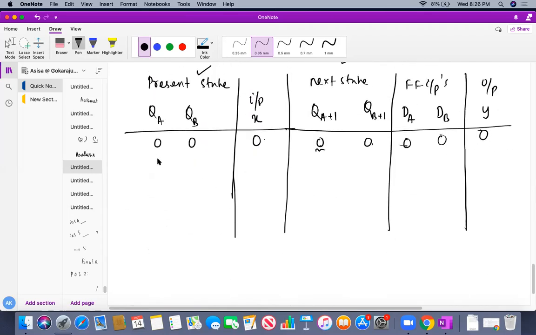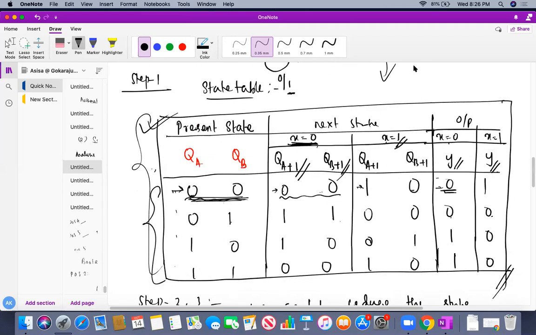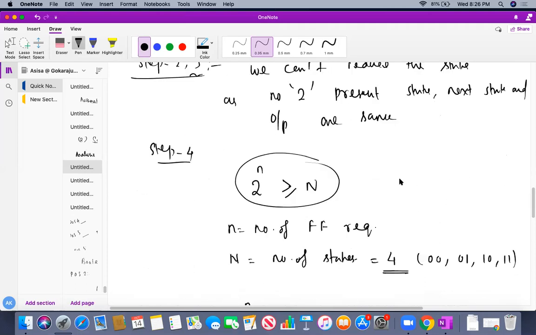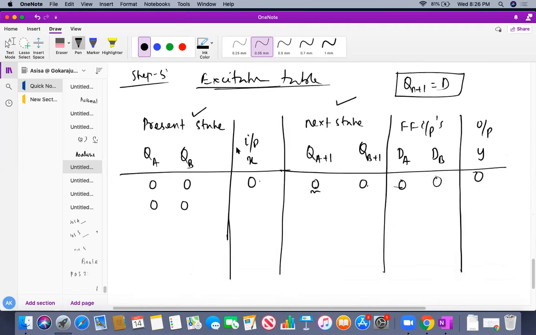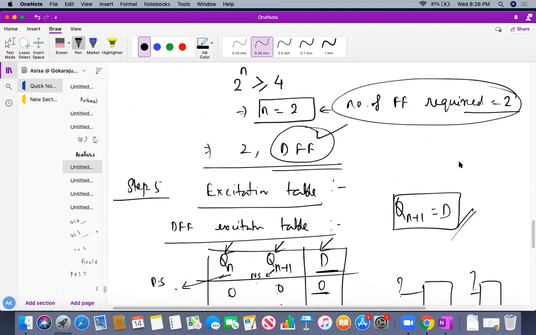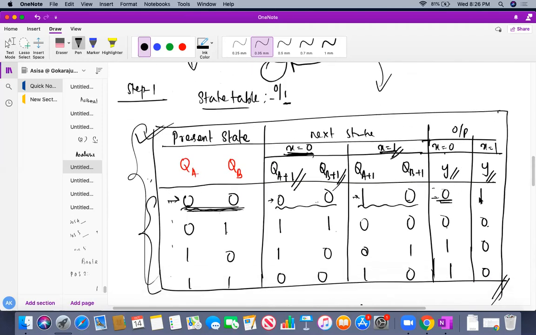Next, again QA is 0, QB is 0, but now the input is 1. At that time, what is my next state? If my input is 1, my next state is 1, 0. So at that time, what are DA and DB? Obviously, QA plus 1 is D, so this is 1, this is also 0. And what is my output Y? My output Y is 1.